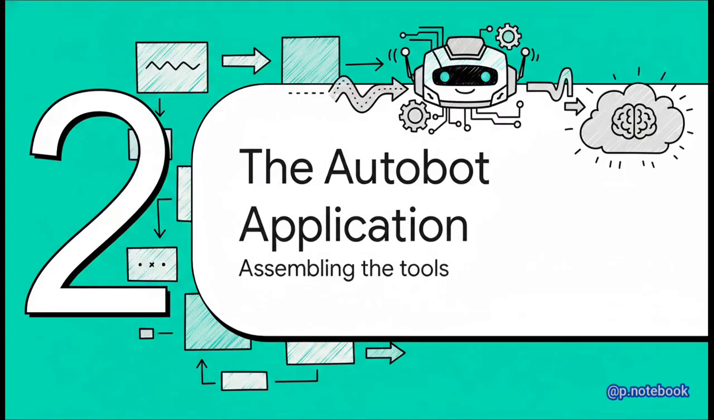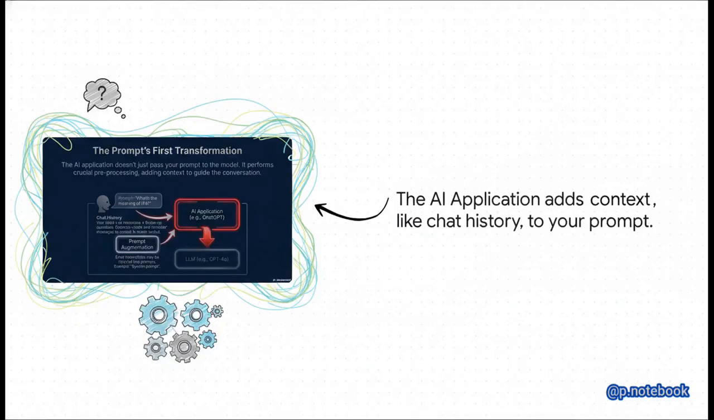So let's start with that Autobot, the AI application you're chatting with. It's not just a simple messenger passing your question along. No, it performs a really crucial first transformation on your prompt before that core engine ever even gets a look at it. What it does is it grabs your simple question and starts packing it with more info, like your recent chat history and a bunch of other important instructions. This pre-processing step is absolutely vital because it sets the stage. It provides all the context that guides the conversation and really shapes the final answer you get.